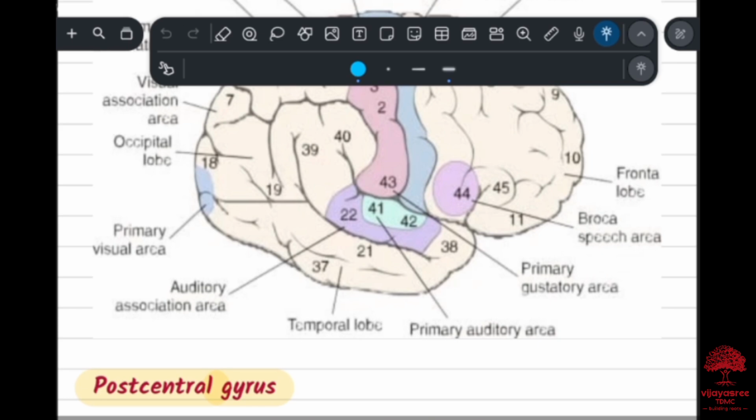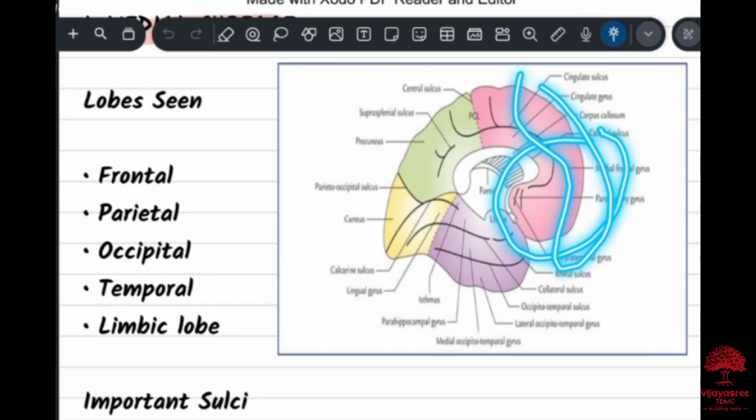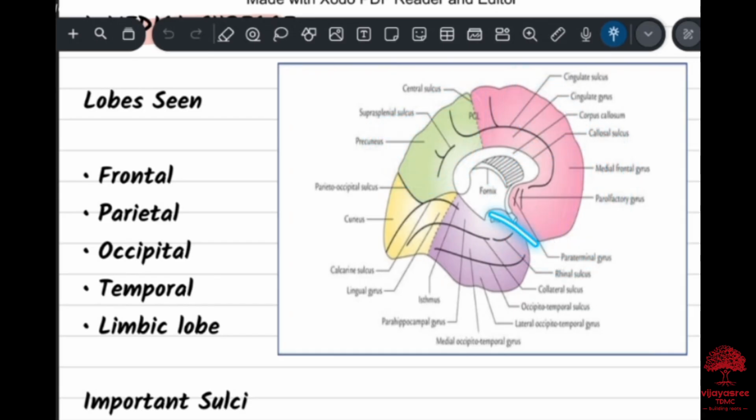Then the precentral gyrus lesion, that is the primary motor area, which lesion can cause contralateral paralysis. Then the postcentral gyrus lesion, which is the primary somatosensory area. Here the lesion can cause contralateral sensory loss. This is the medial surface. The lobes here are the same as that of the superolateral surface, that is the frontal, parietal, temporal and occipital. So the important sulci seen here are the callosal sulcus, that is this one.